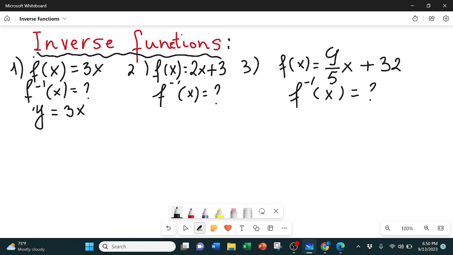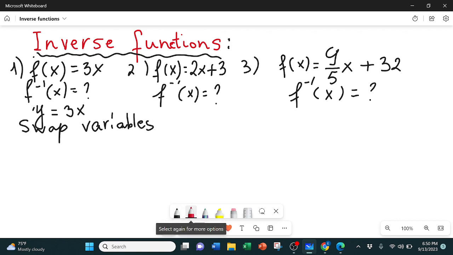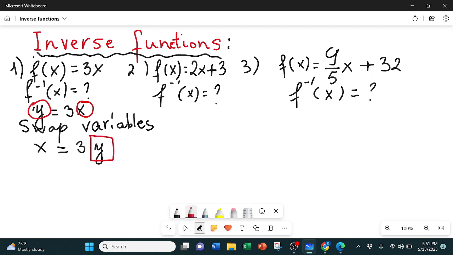And the next step, the first step, in order to find the inverse function, we're going to swap variables. So let's swap variables. What does this mean? This means that we're going to swap y and x. So we're going to write x equals 3y. And now we're going to solve this equation. We're going to find y in terms of x.